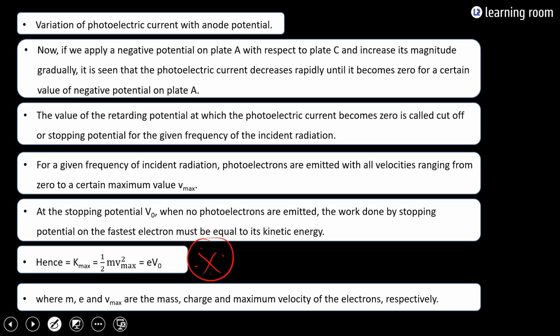So, this is all about the variation of photoelectric current with potential. Whose potential? Anode potential.